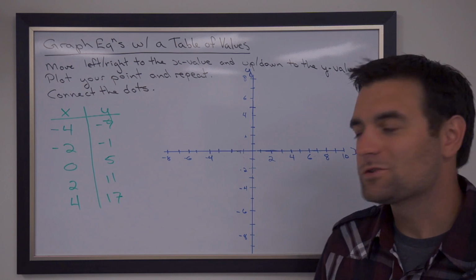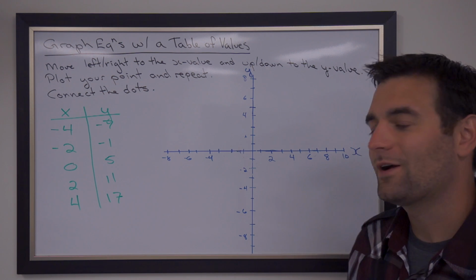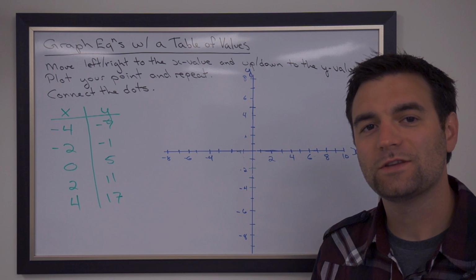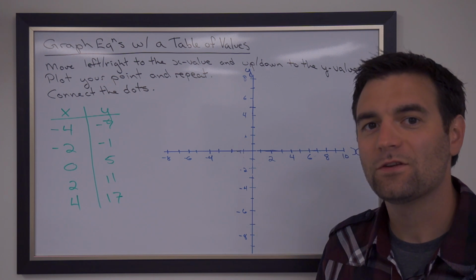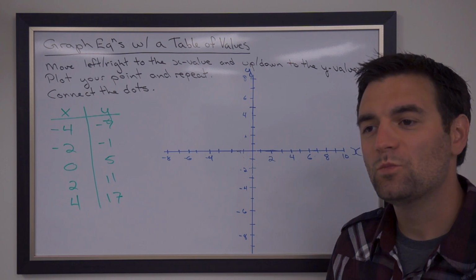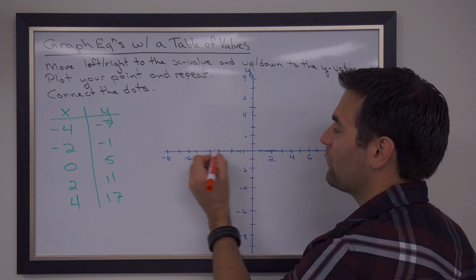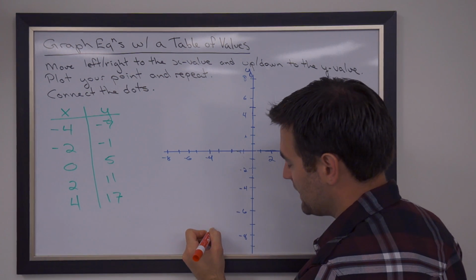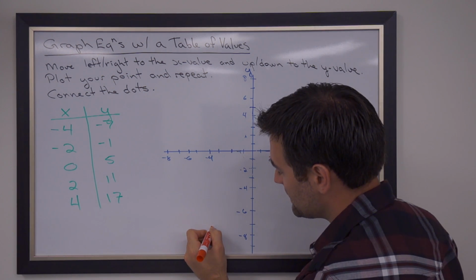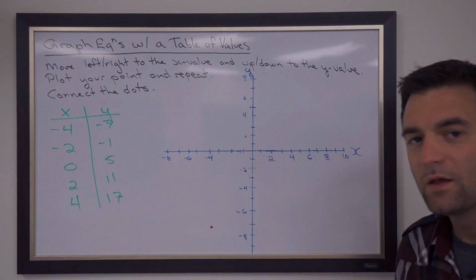So when we're plotting our first point, we have -4 and -7. So the x value is -4, the y value is -7. What I need to do is move over to -4 on the x-axis and down to -7 on the y-axis. And I'll plot a point there.